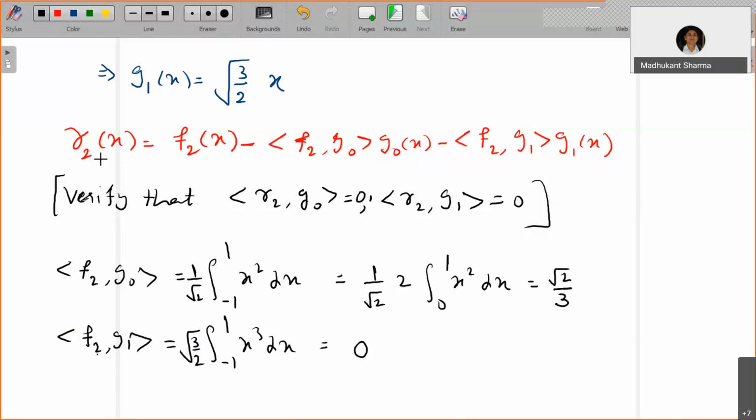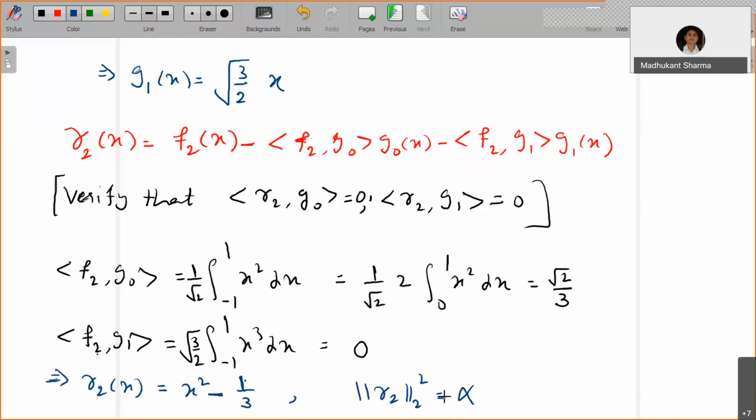So what is R2 of x now? This implies R2 of x is equal to x square minus ⟨f2, g0⟩, which is square root of 2 by 3, into g0 of x, which is 1 by root 2, so minus 1 by 3, and then 0. So x square minus 1 by 3. And now from here you can also determine the norm of R2.